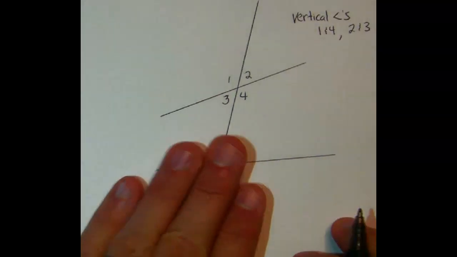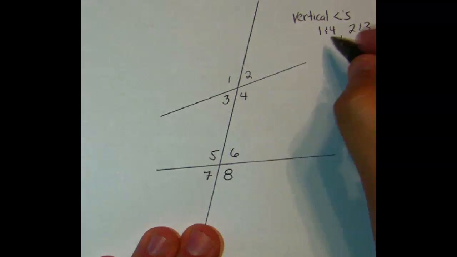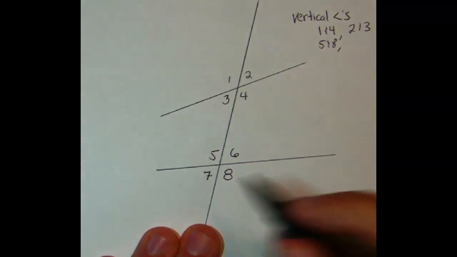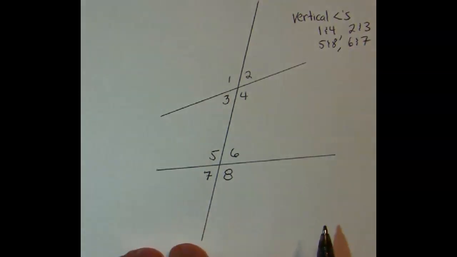And now look at the bottom. Which ones do you think are vertical? Yes, 5 and 8, 6 and 7. So that's our first relationship. That was actually taught in our previous lessons, but I like to bring it up in here also because it's used to help you with the other angle relationships, especially when we get to the parallel lines.